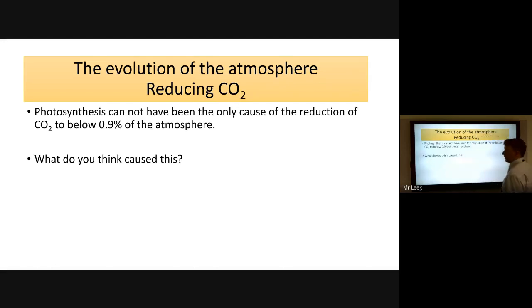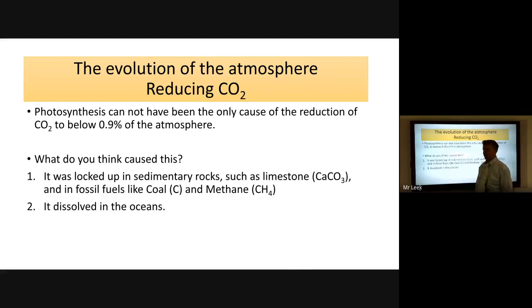Now, photosynthesis didn't do all of it, right? So if you've got 90% of the atmosphere as carbon dioxide, photosynthesis is taking some of the carbon dioxide in, but also the carbon dioxide went to two other main places. It got locked in rocks. So for example, limestone, coal, methane, the carbon became part of a compound, then got locked into the earth.